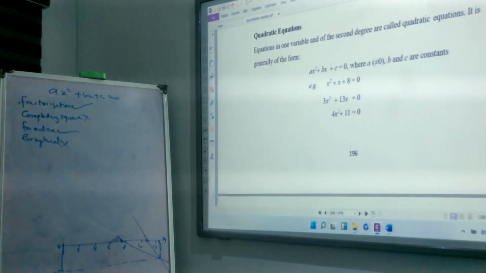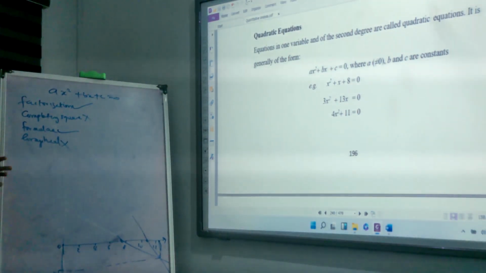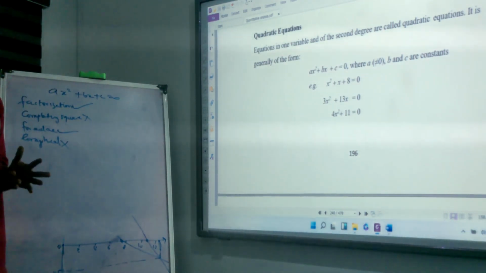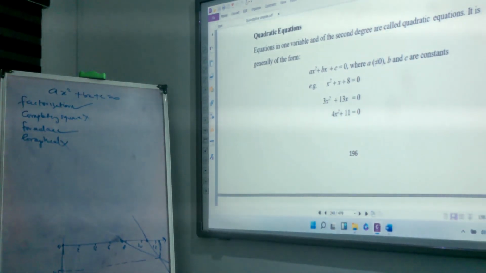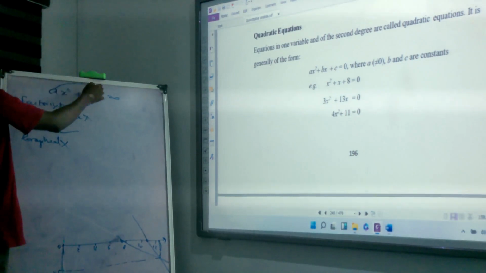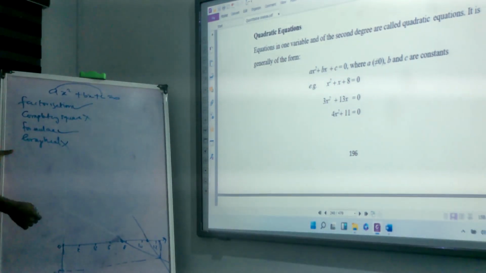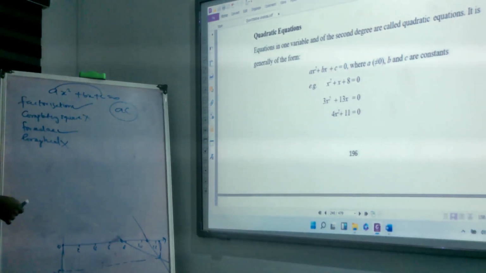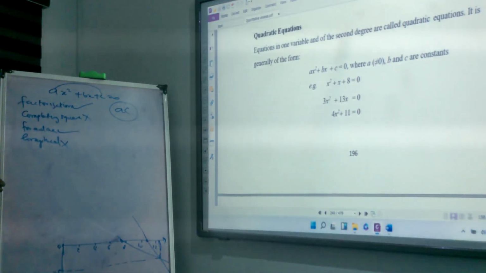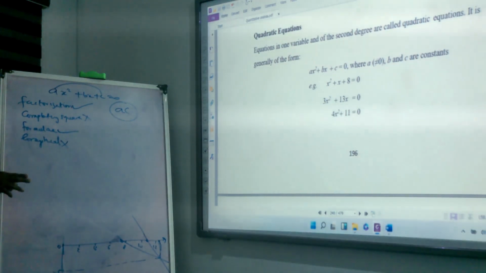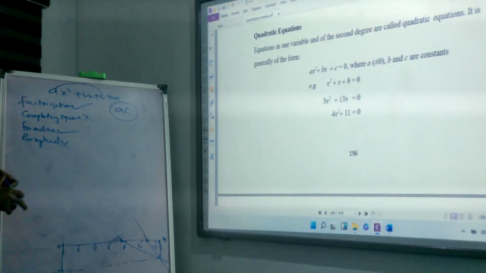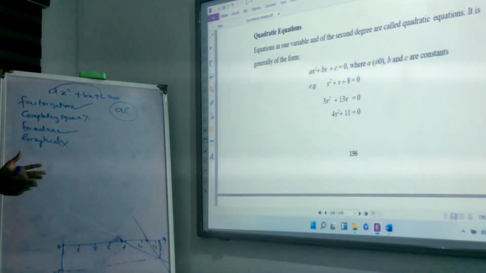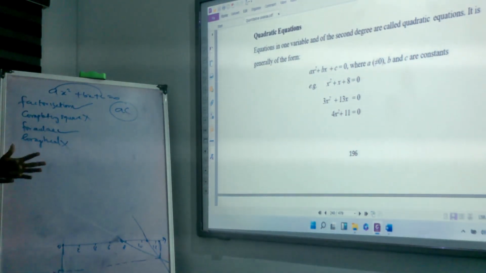So the factorization method just involves you factorizing the expression. Think of two factors. I will tell you the way of factorizing. Multiply a and c together. Upon multiplying ac, you now think of a factor pair of that ac that will sum to give us b. You will use those two factors to replace bx, and you are good.